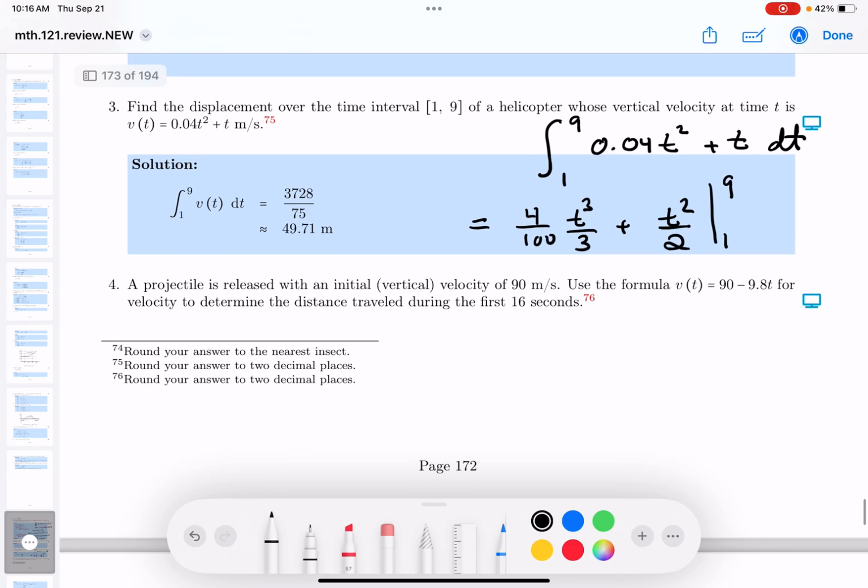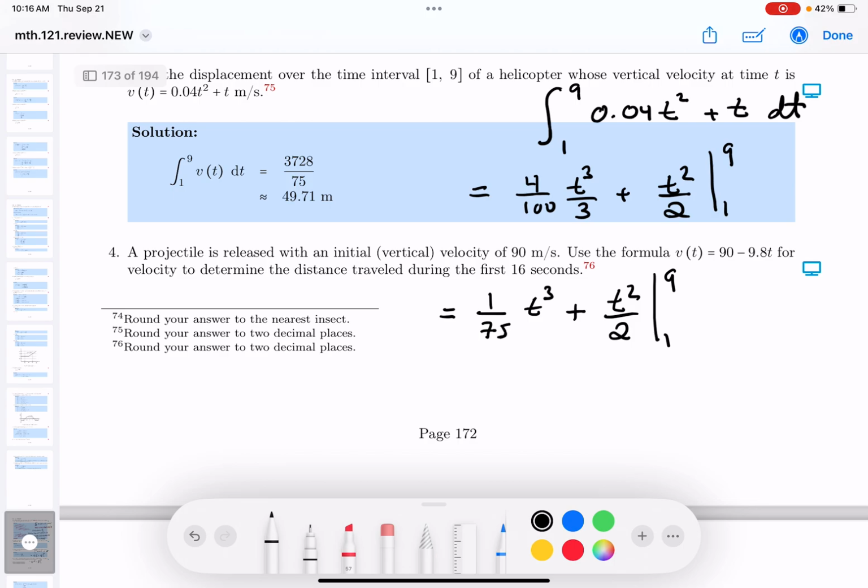I want to just write down the arithmetic for that. Now 4 goes into 100 25 times, and 25 times 3 is 75. So this is really going to be 1/75 t cubed plus t squared over 2. And the limits of integration again are from 1 to 9. Now granted, if it's an exam question, I would leave it there and maybe come back to it later and do the arithmetic, but I do want to do the arithmetic for you.